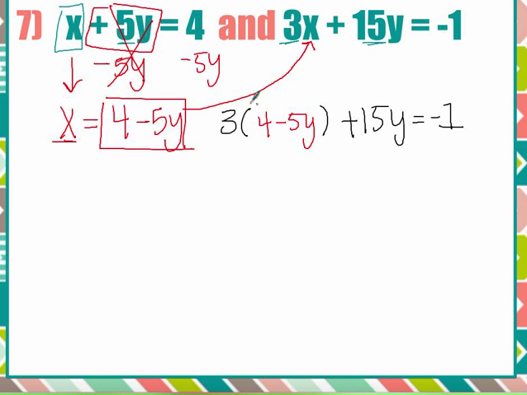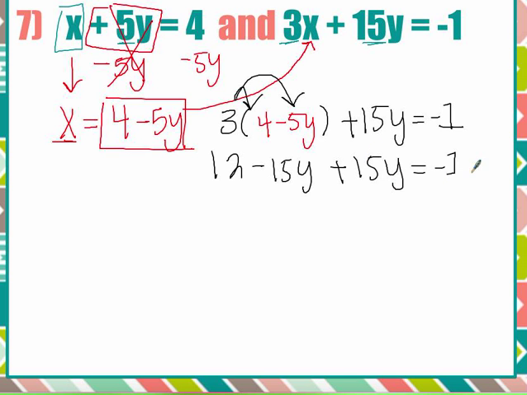So if I'm going to solve, I need to distribute the 3 first. I have 12 minus 15y plus 15y equals -1. So now when I combine like terms on the left side here, I've got -15y plus 15y, and those are going to cancel out. So -15y plus 15y goes away, and all I'm left with is 12 equals -1. Well, we've been here before.